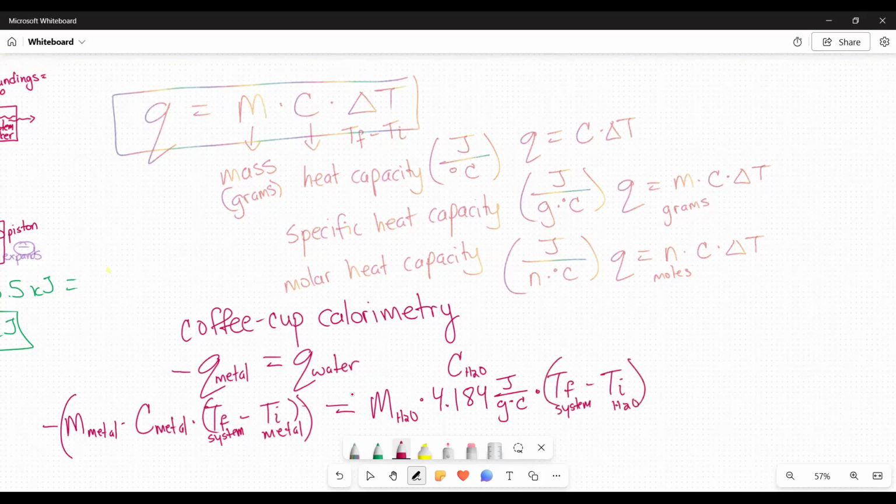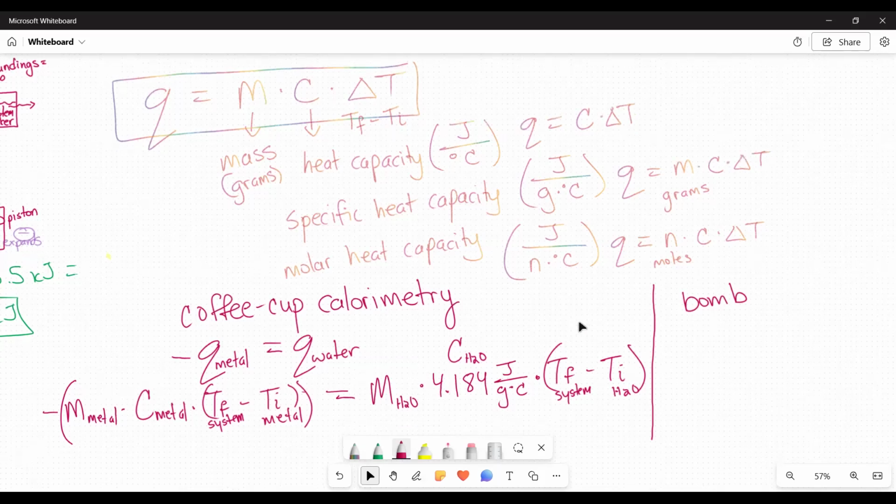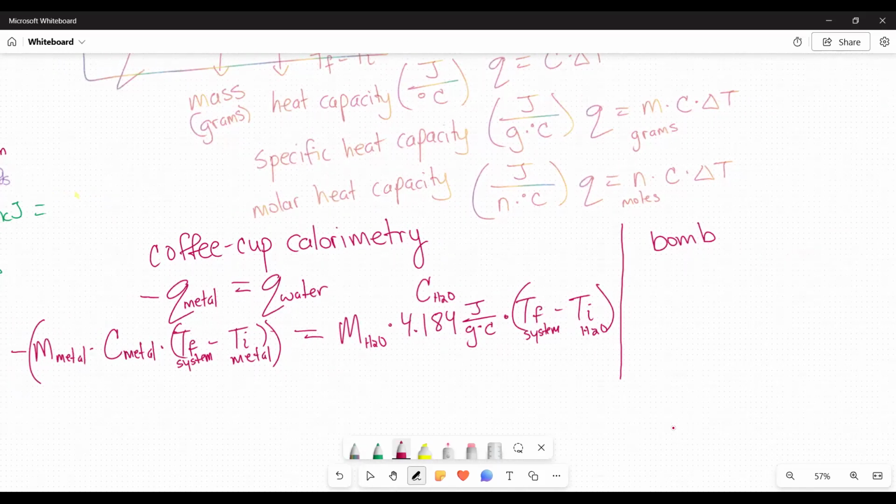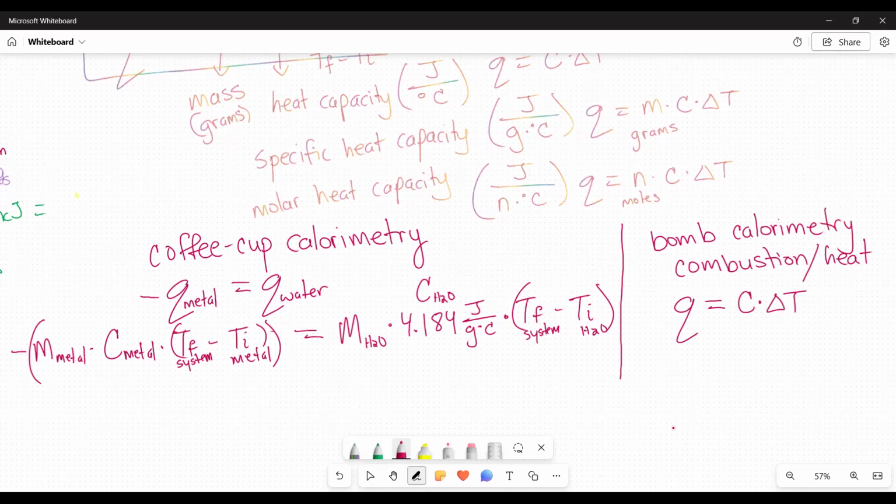Okay, let's look at a different type of calorimetry called bomb calorimetry. This is where we do a combustion reaction. This is not where we do a specific heat of a metal situation. Bomb calorimetry, to use this equation in this form, you want to look for the word combustion and heat in the problem. And for this one, the combustion of the reaction or the heat of the reaction is just equal to CΔT. There is no mass. So that's bomb calorimetry where we do combustion.